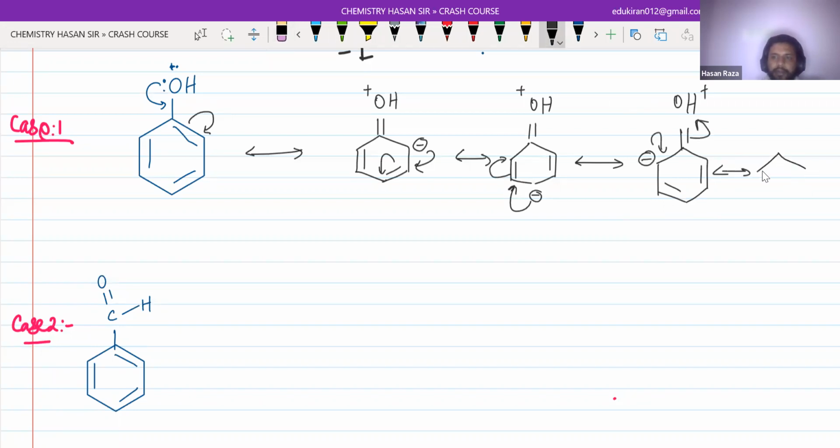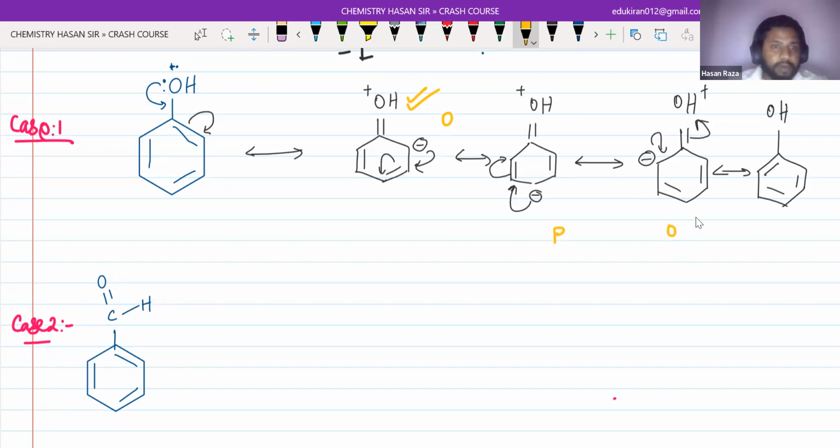So can anyone tell me with respect to this OH group? Now OH is here as it is. With respect to this OH plus group, the first negative charge is on what position? Ortho, and then para, and then again ortho. There is no charge on meta.